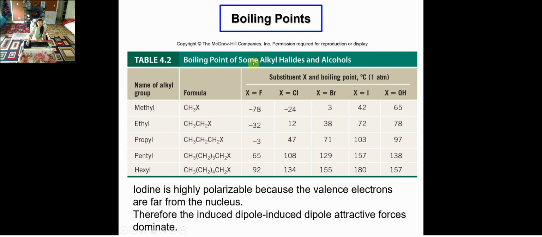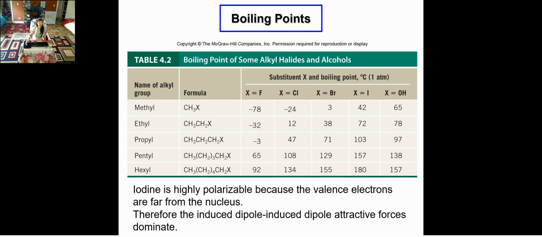This table shows you some boiling points for different compounds. So you have methyl halides, isopropyl, pentyl, hexyl halides, and related alcohols. This table gives you the idea of why you see some differences in terms of boiling or melting point. One more point you need to pay attention to is iodine. Iodine is a highly polarizable item. Therefore, the dipole-induced dipole may be stronger.